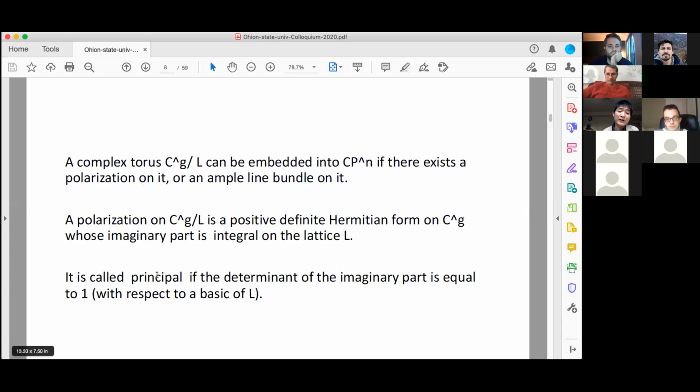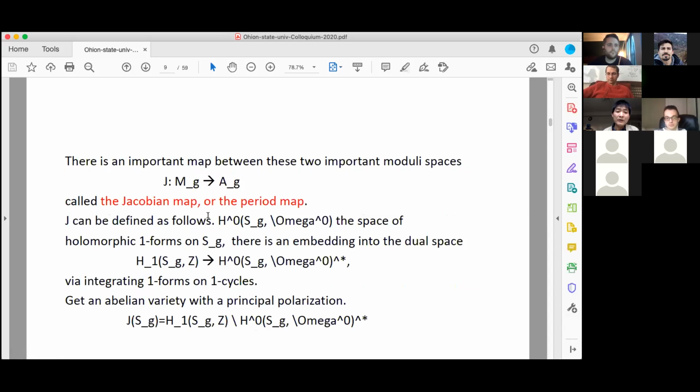And what do we mean? The polarization is principal if the determinant of this imaginary part, the integral skew-symmetric form, is equal to 1. So that's a principal polarization on a complex torus. This gives an abelian variety. Okay, so this A_g is, of course, very important. M_g is very important. Since both are important, it's not surprising that there is a very important map from M_g to A_g. This is called the Jacobian map or the period map.